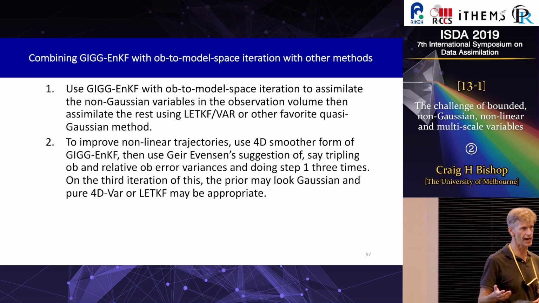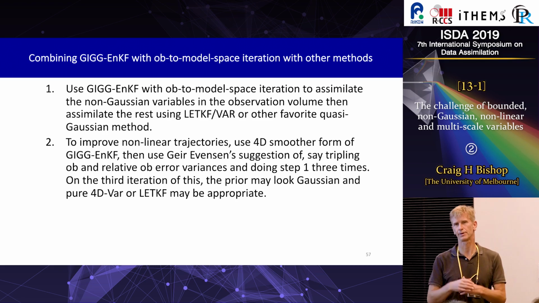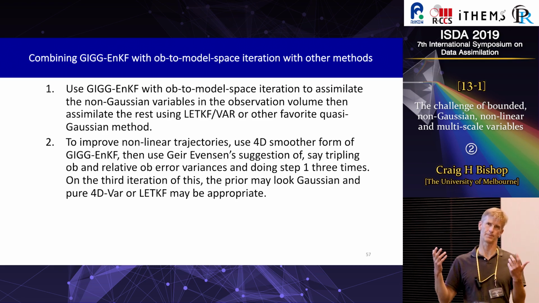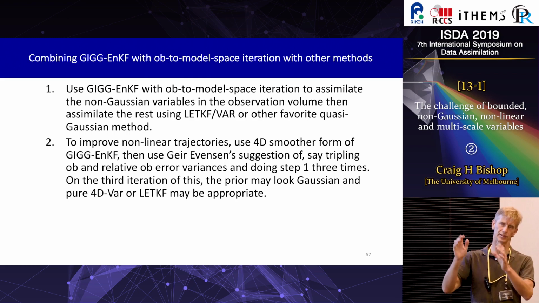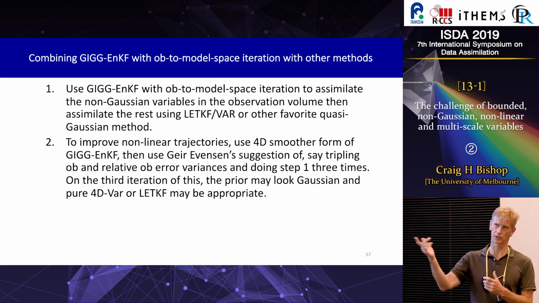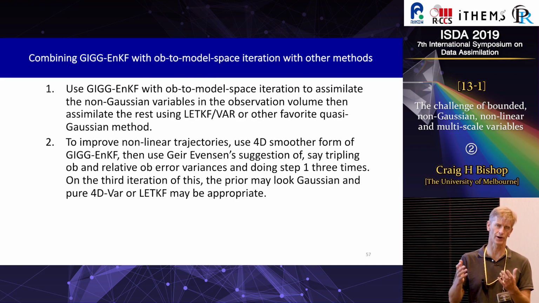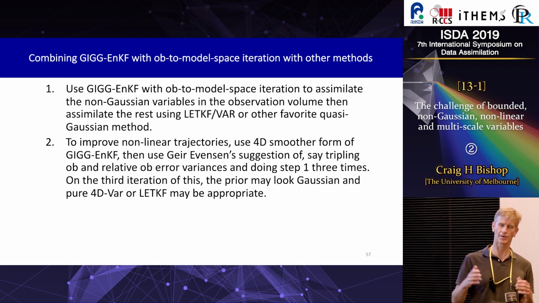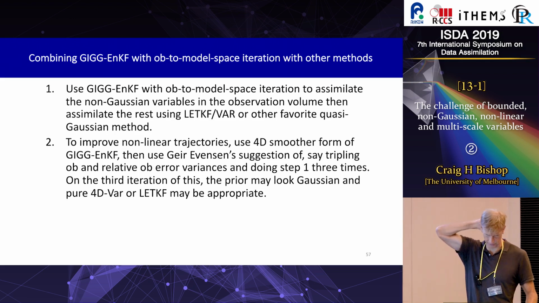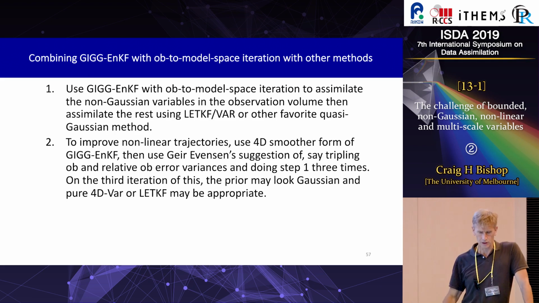Similarly, if you've got 4D-Var, you could do a pre-step to the 4D-Var where you take on the variables that you felt the assumptions of your variational setup were not very good for, and do this GIGG-EnKF, get through those, and then after that, assimilate other things with the other observations using the traditional variational technique.